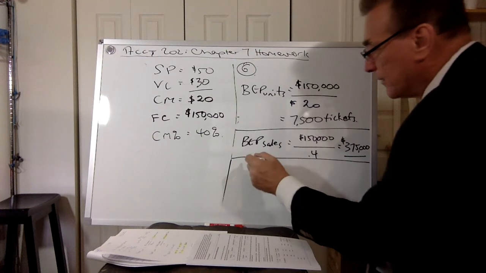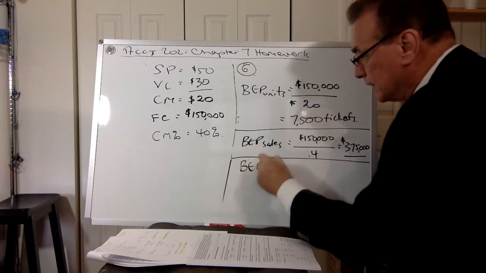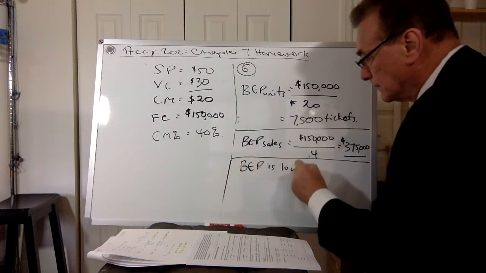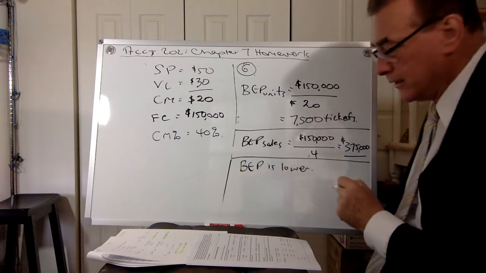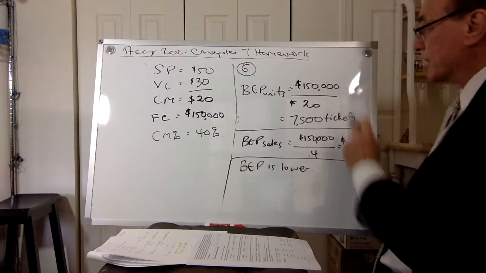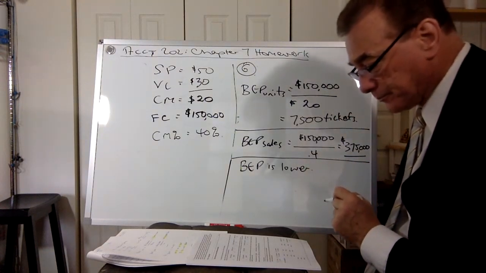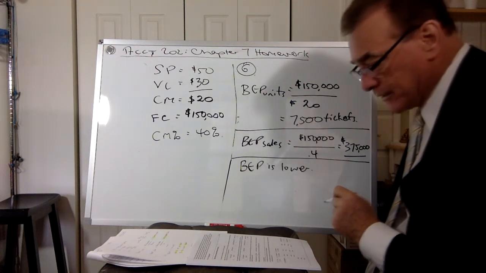So the break-even point is lower. Right, we don't have to sell as many tickets to break even because our fixed costs have reduced. Therefore, the break-even point is lower.